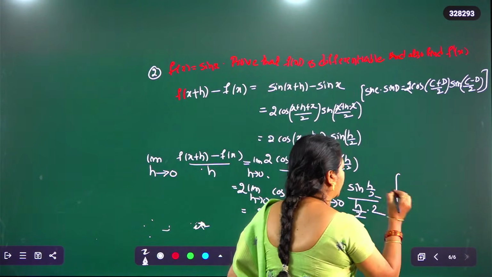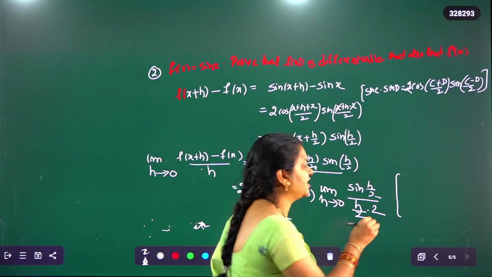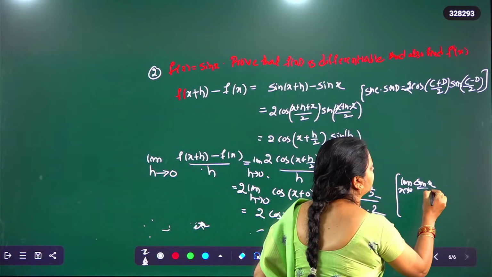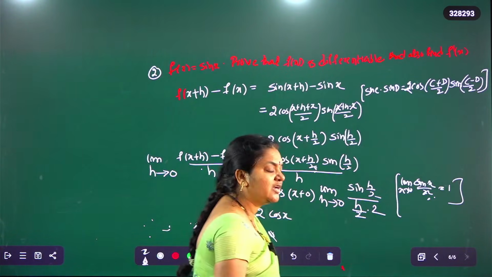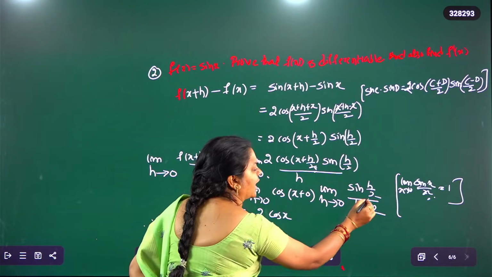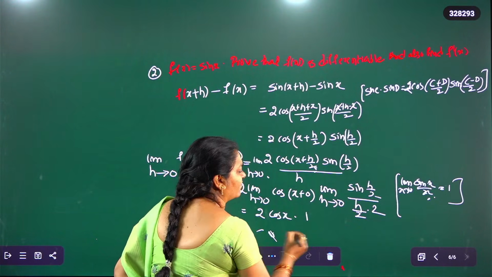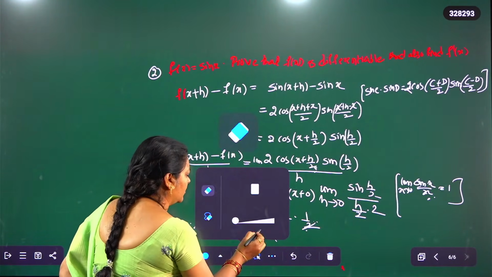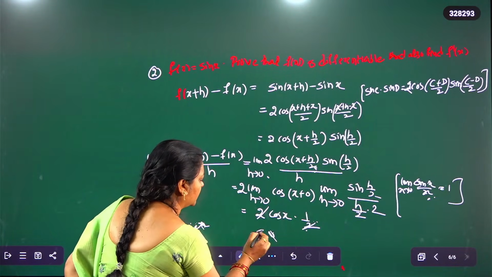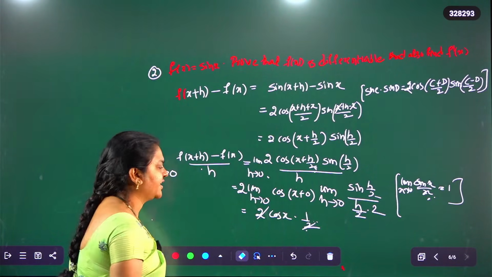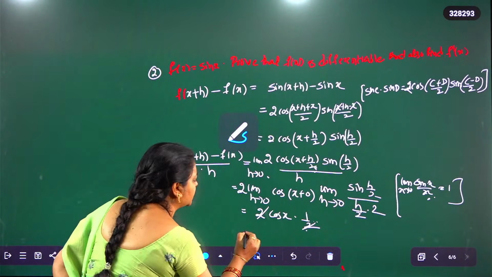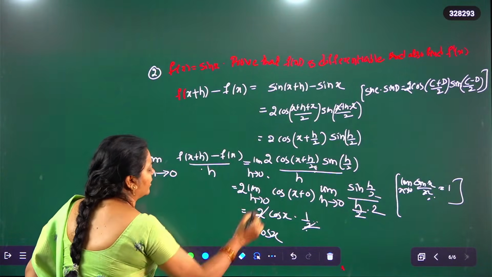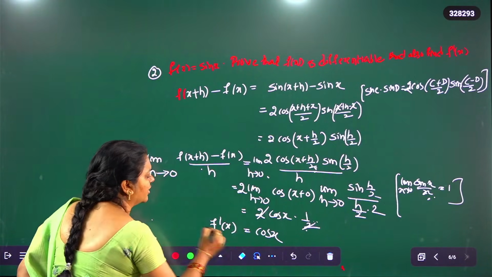Why am I making it like this? This is in continuation with the standard limits. Limit x tends to 0, sine x by x value is 1. Right? So like that it is applicable here, so the value will become 1, and in the denominator we have 2, and 2 and 2 will get cancelled. And in the last what we will get is cos x. That means for f of x, we got f dash x is equal to cos x.